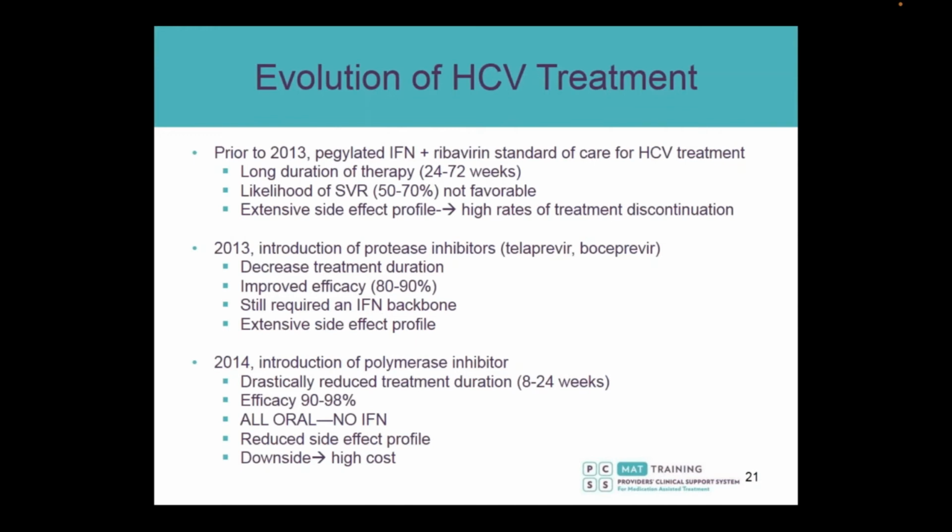In 2013, the early protease inhibitors were introduced, and these included telaprevir and boceprevir. These medications decreased treatment duration and improved the likelihood of establishing a sustained virologic response. However, they still required interferon and still had a pretty extensive side effect profile. And then in 2014, everything changed with the introduction of polymerase inhibitors, which drastically reduced treatment duration down to 8 to 24 weeks, improved efficacy of the establishment of a sustained virologic response up to 90 to 98%, and the medications were all oral, requiring no interferon. There was a reduced side effect profile, and the downside has been a high cost of the medication, although cost is starting to come down with newer medications on the market.